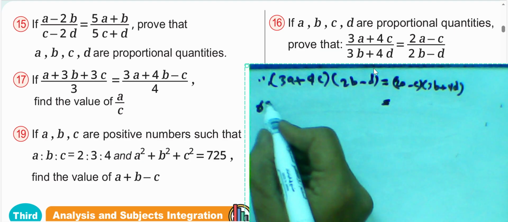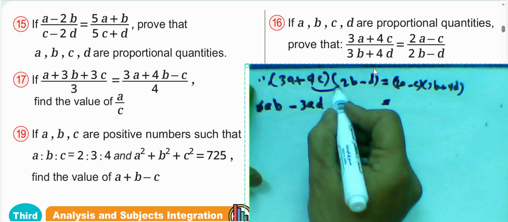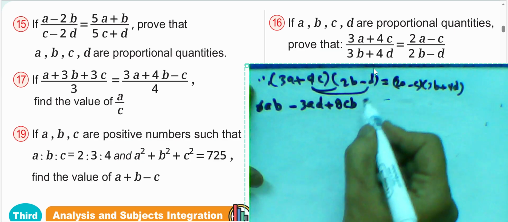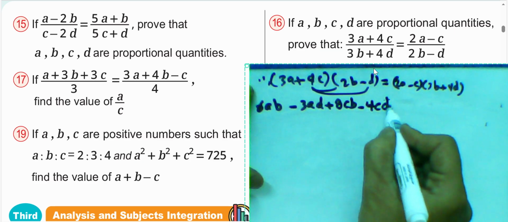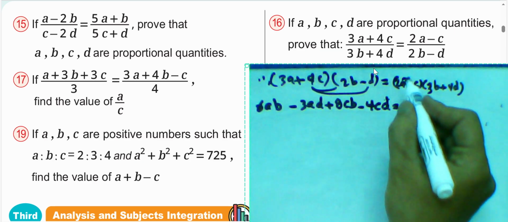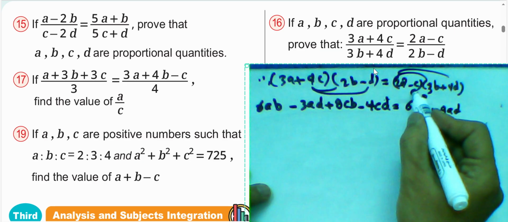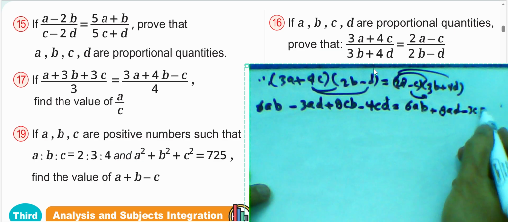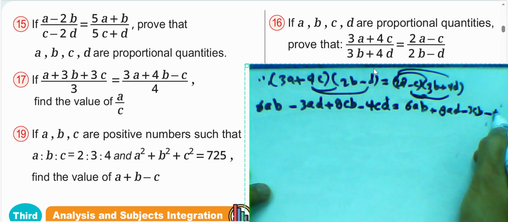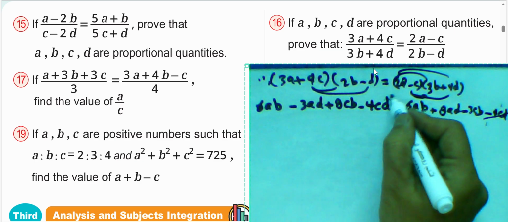3a times 2b equals 6ab. 3a times negative d equals negative 3ad. 4c times 2b equals 8bc. And right here 4c times negative d equals negative 4cd. And then 2a times 3b equals 6ab. And positive 2a times 4d equals 8ad. Negative c times 3b is negative 3bc. Negative c times 4d equals negative 4cd. Now I will cancel the similar terms on the left hand side with the right hand side.